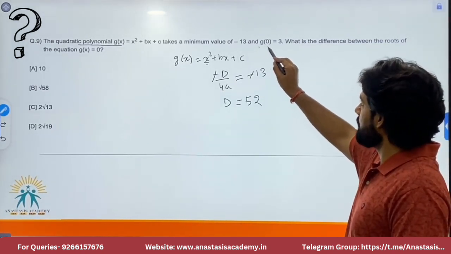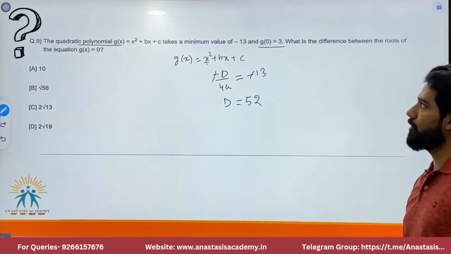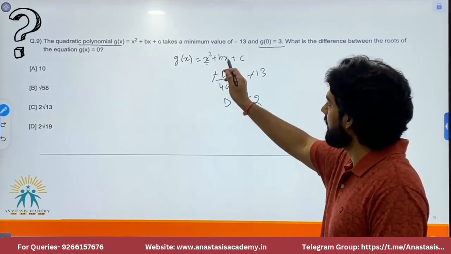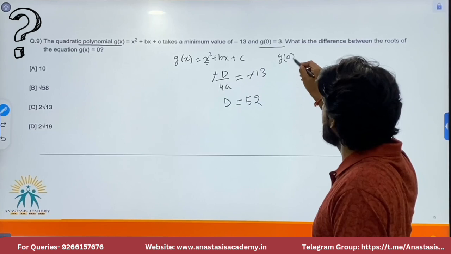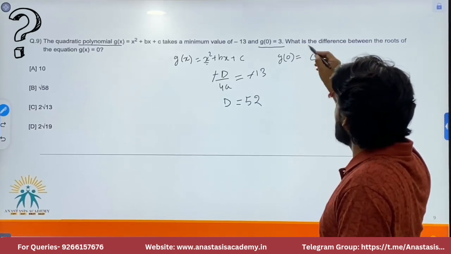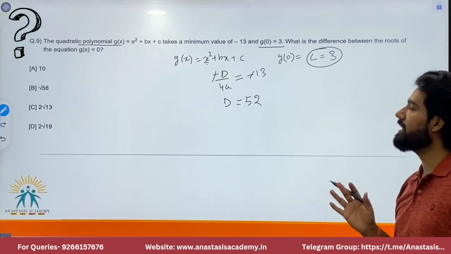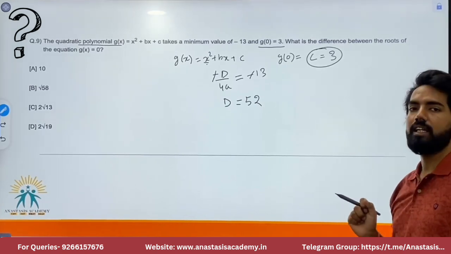Now, it is also given that the value of this polynomial at x equal to 0 is 3. So putting x equal to 0 in this expression, I get c, and which is given as 3. So from here, c comes out to be 3.